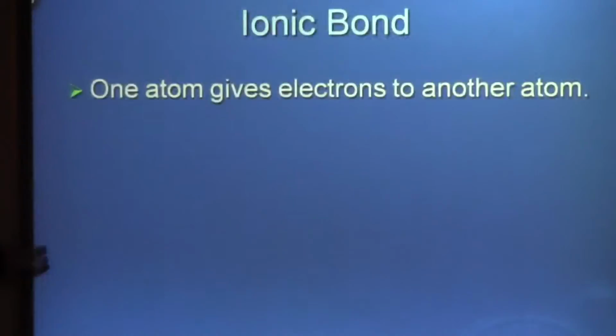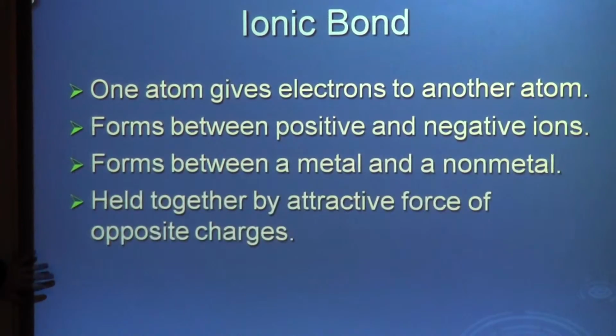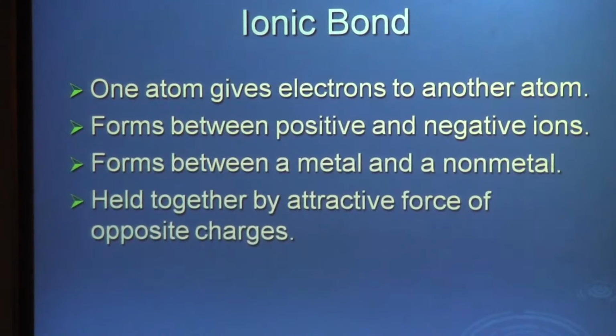So an ionic bond specifically is when one atom is going to give those electrons to another atom. Again, when one atom is giving electrons to another atom. So that's going to happen between a positive ion and a negative ion, which should be our metals and nonmetals, our cations and anions, one of each.